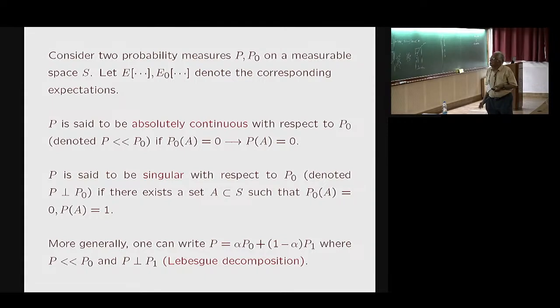In general, neither may be true. But this is always true, and it is called the Lebesgue decomposition: P equals alpha P naught plus 1 minus alpha P1, where P naught part is absolutely continuous with respect to P naught and P1 is singular with respect to P naught.